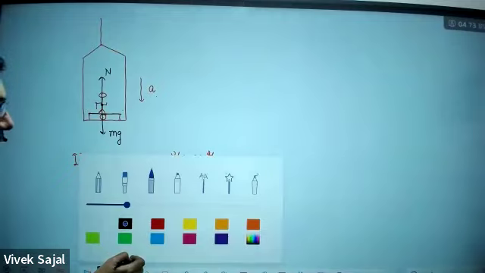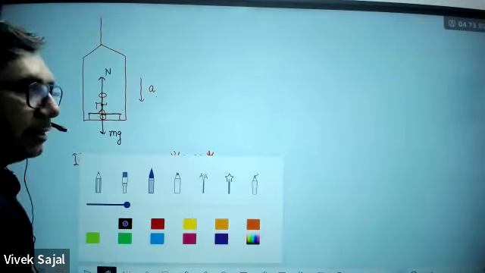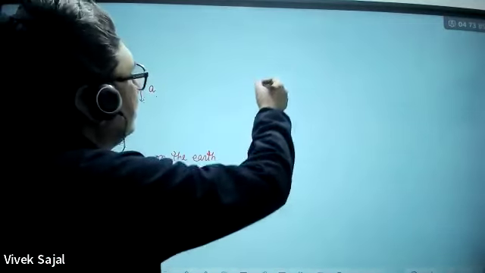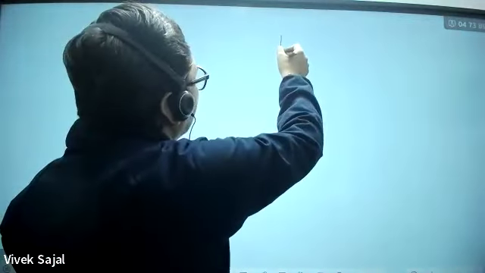But now suppose my observer is standing inside the lift. Try to understand. ठीक है? My observer is here. The same problem is there.